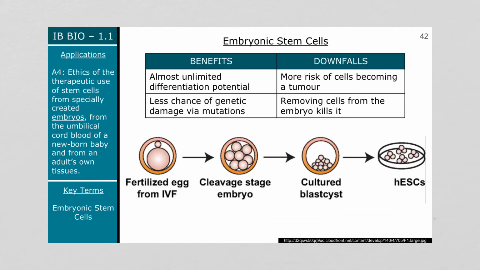There are benefits and drawbacks to the use of embryonic stem cells. The benefits: there's almost unlimited differentiation potential, so they're omni or totipotent, and there's less of a chance of genetic damage via mutations because they have not been exposed to environmental mutagens. The downfalls: there is a higher risk of the cells becoming a tumor because they are in such a fast dividing stage when they are harvested. And also there are ethical issues with the fact that removing the cells from the embryo kills it.